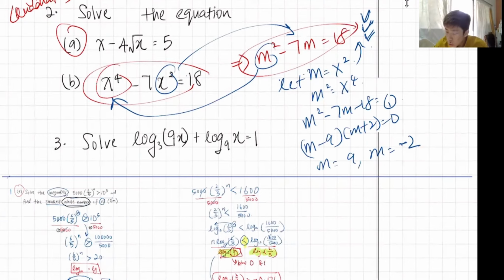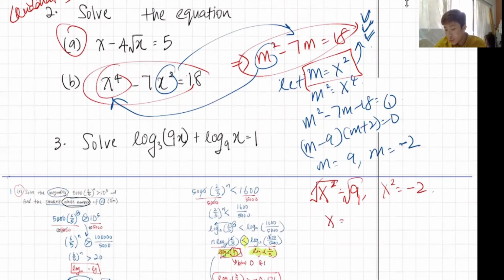So what you do is you have x to the power of, what is m? Refer back, what is m? m is x squared. So x squared = 9, x squared = -2. Yeah, this is the case. So how do I solve for the first solution? I square root both sides. When I square root both sides, the square and the square root will cancel, and I'm left with x.